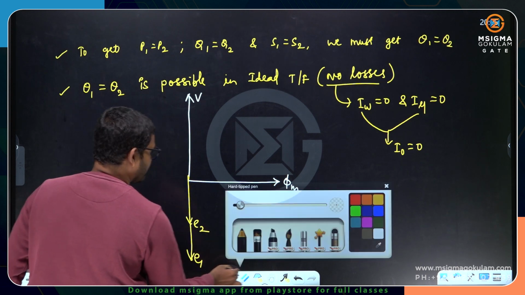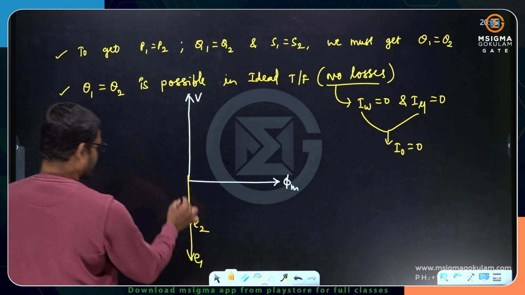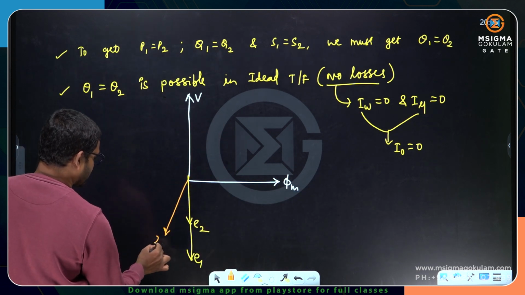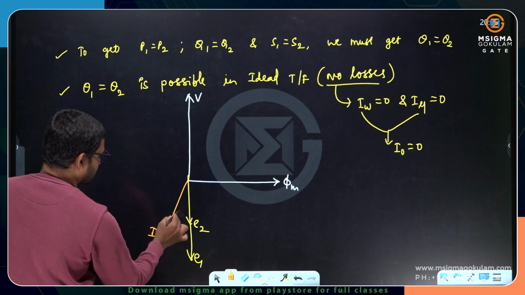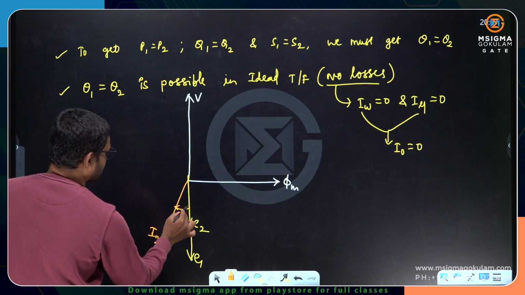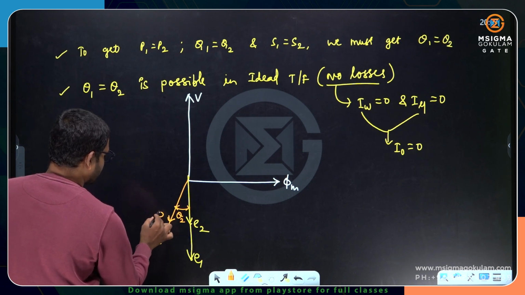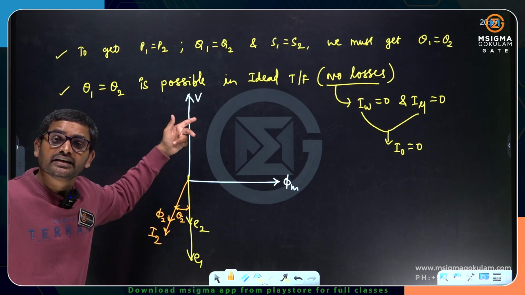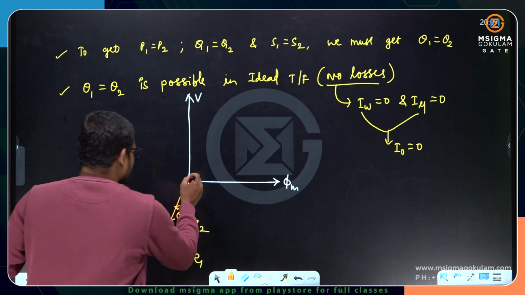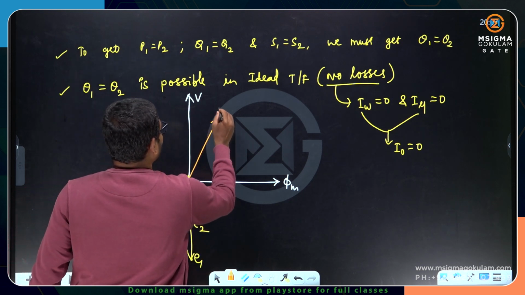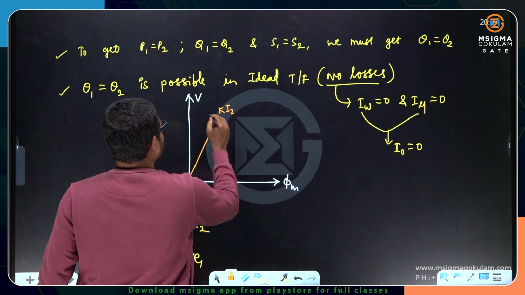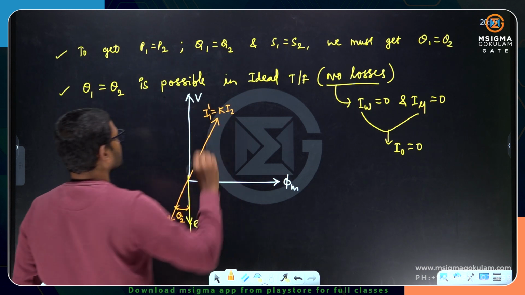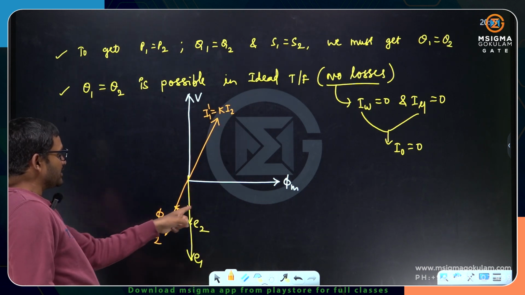Now the currents will be like this. The current is lagging with respect to voltage. This is theta 2, and here we get phi 2. For every load component of current, there should be K times the load component of current on the primary side. So K times I2, what is this? I1 dash.